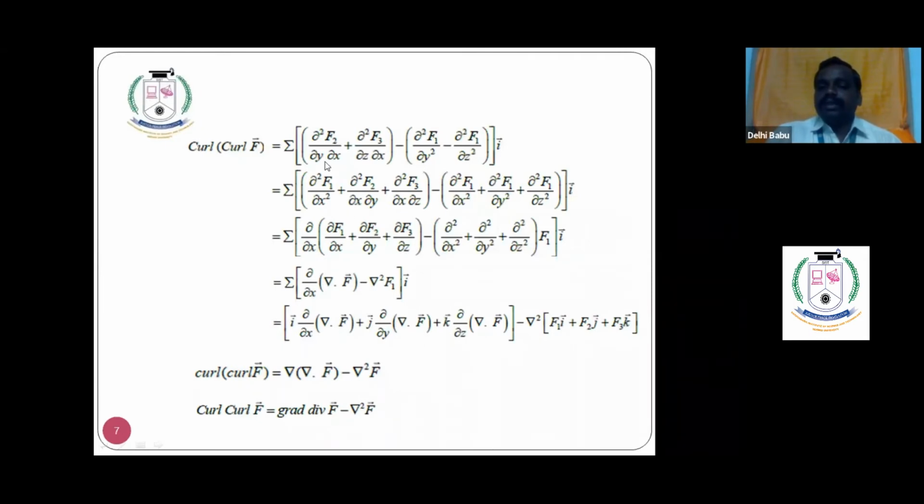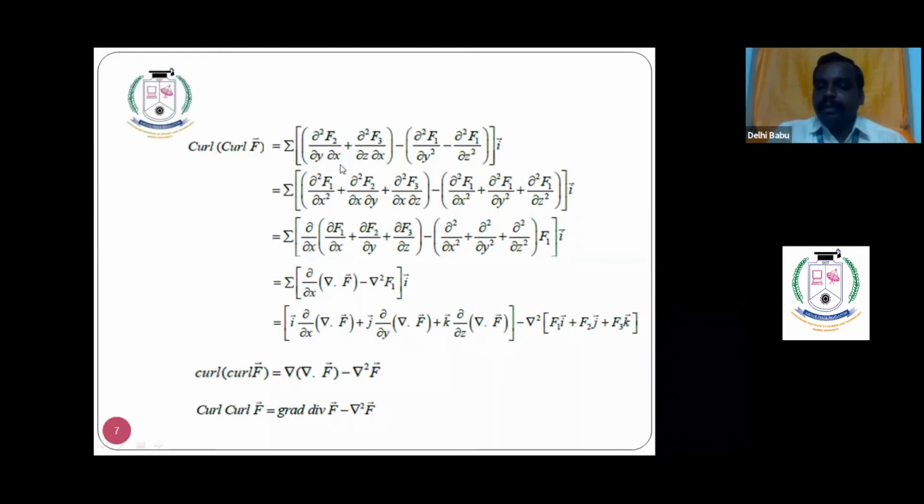Now dou square f2 by dou y dou x, that's I written here. Dou square f3 by dou z dou x also I written here. So write the terms dou square f1 by dou y dou x square and minus of minus plus dou square f1 by dou y square plus dou square f1 by dou z square. Actually in the previous equations we have only 4 terms, but here see that it is 6 terms. So 2 terms are extra. I will tell you why I add and subtract the 2 terms.